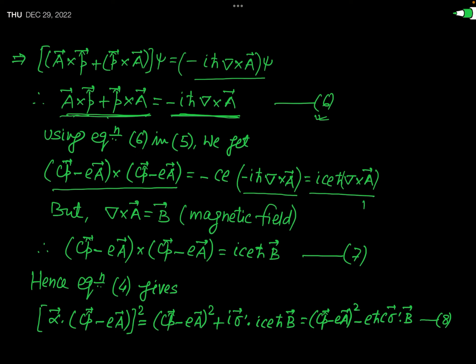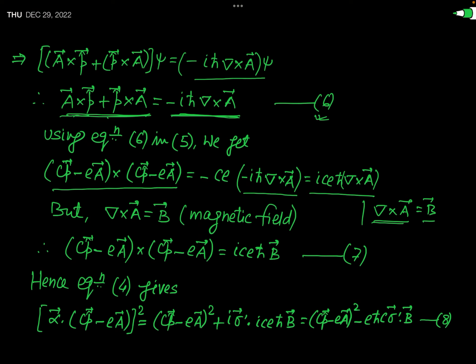But you know, you have studied in your course on electrodynamics that del cross A is equal to B. Actually, this is the defining equation of the electromagnetic vector potential A. So it is del cross A equal to B, where B is the magnetic field. This equation is just a defining equation. When you studied electrodynamics, definitely you have observed this result.